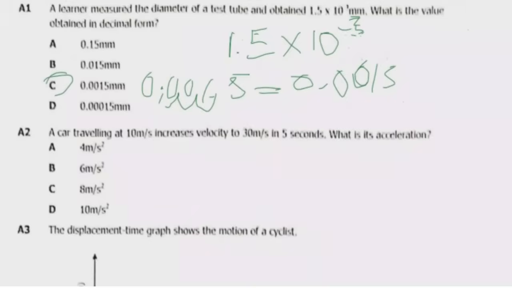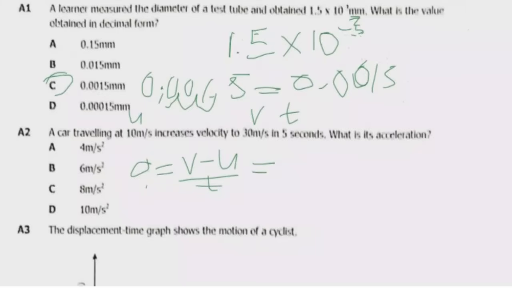We come to question 2, which is a car traveling at 10 meters per second increases velocity to 30 meters per second in 5 seconds. What is the acceleration? So we can understand that this is initial velocity, this is final velocity, and this is the time taken. To find acceleration, we use the formula: acceleration is equal to final velocity minus initial velocity over time.